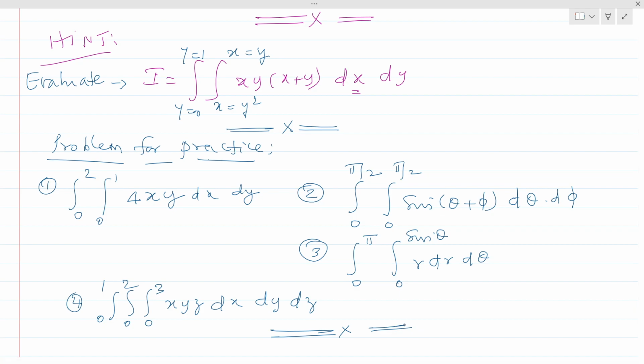In the next class, we will discuss the order of integration and how to calculate the triple integral under some region.